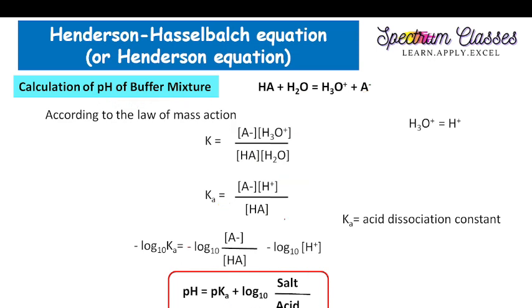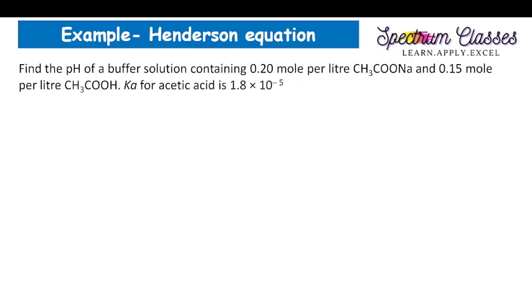Now you may have a question: what is this salt? So this salt is equal to this A minus. What is this A minus? A minus is the conjugate base which is produced in the buffer solution, right? I'm just going to discuss it with a numerical in this slide.